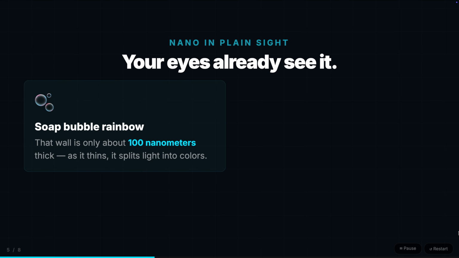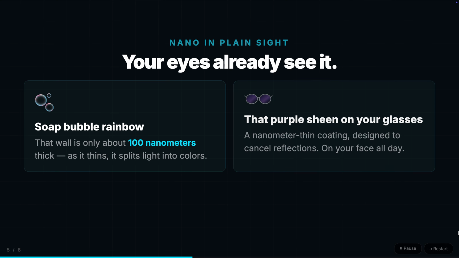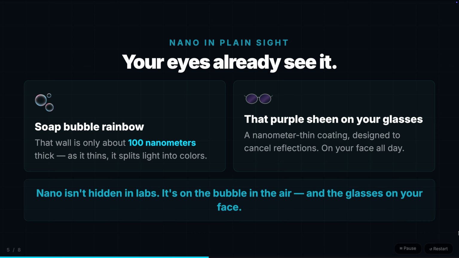Blow a soap bubble. See those swirling rainbow colors? That's not pigment. That bubble's wall is only about 100 nanometers thick, and as it thins, it splits light into colors. Your eye has been reading nanometer thickness your entire life. The faint purple sheen on your eyeglasses? A nanometer thin coating designed to cancel reflections. Nano isn't hidden in labs. It's on the bubble in the air. And the glasses on your face?